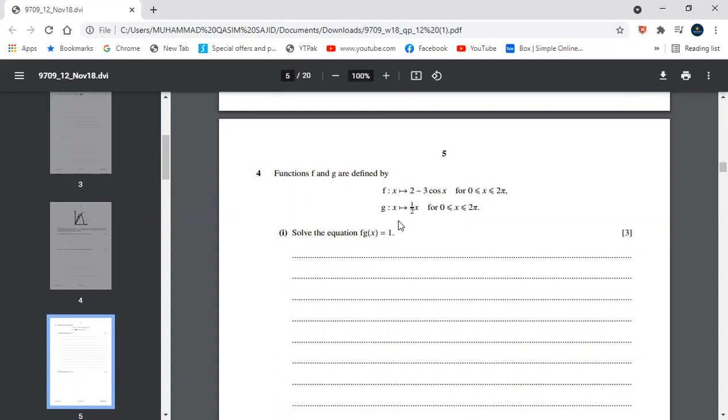Yes, definitely. So we have to solve the equation f of gx equals to 1. f of gx equals to 1. So how to solve it?